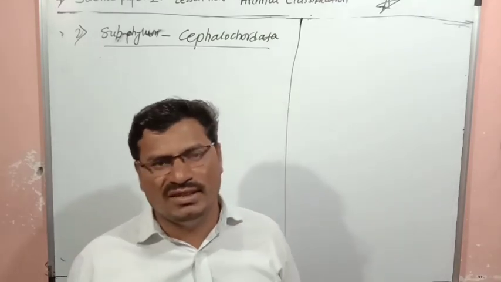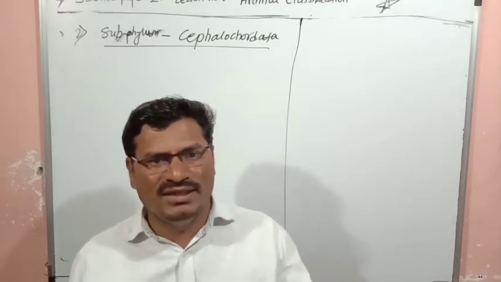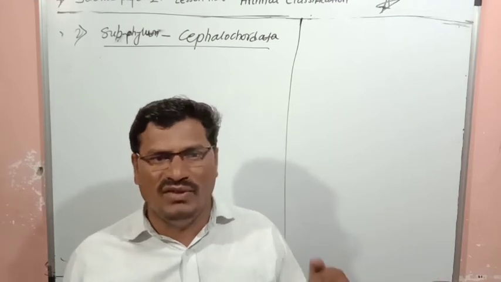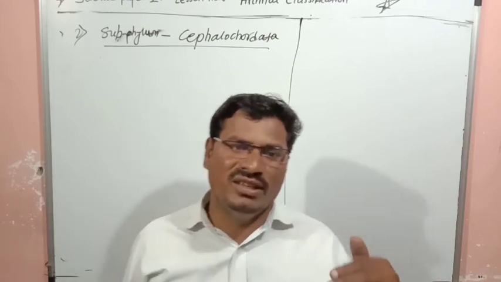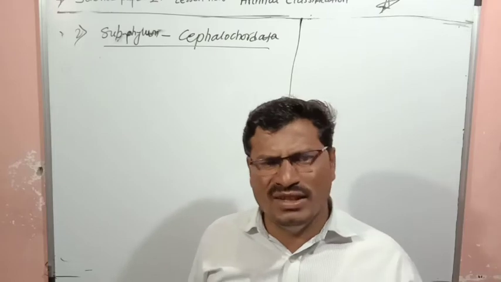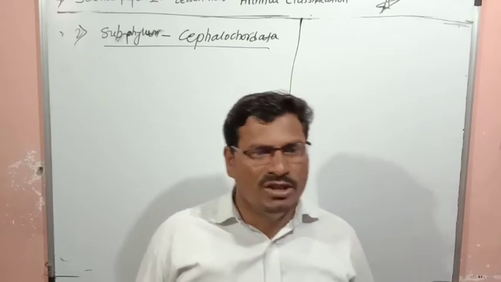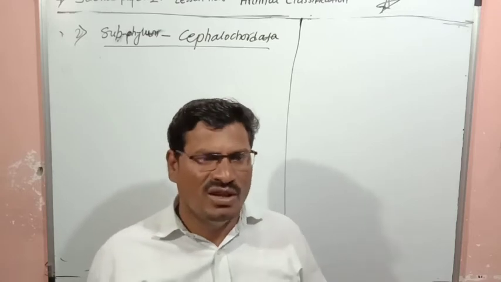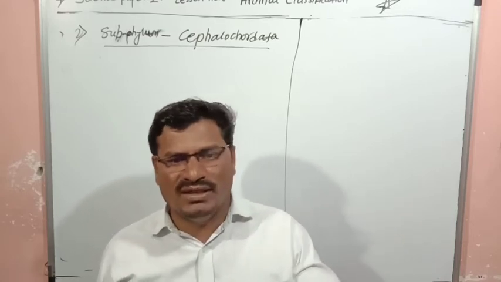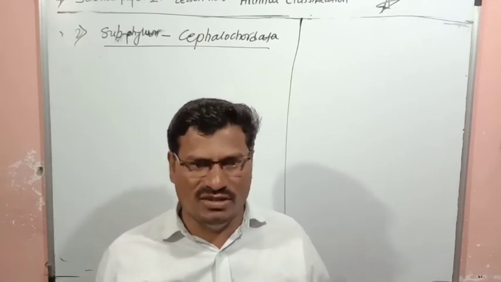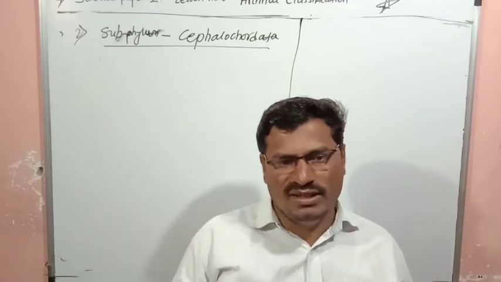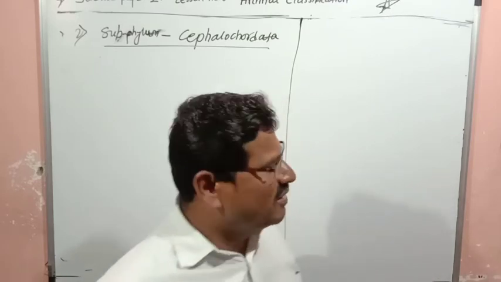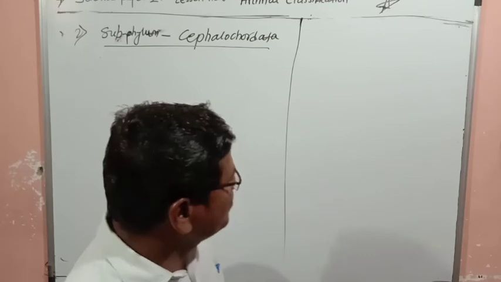Third characteristic, pharynx is large and it has gill slits, or pharyngeal gill slits are present. Fourth characteristic is that these are unisexual animals. That means male and female are separate. After that, Vertebrata we are going to study.